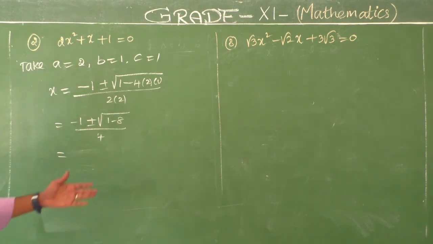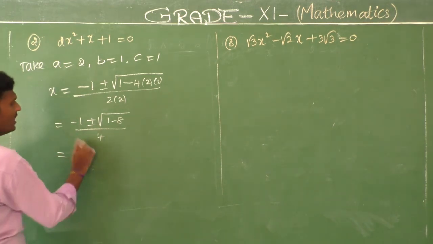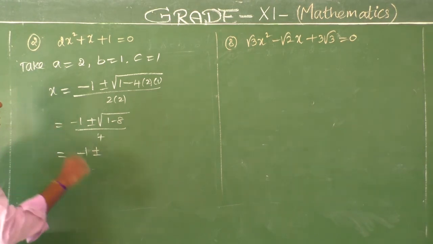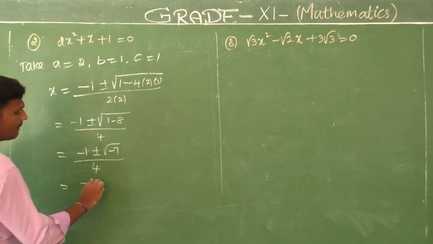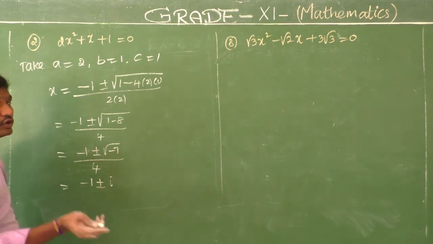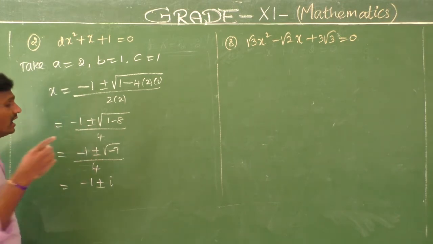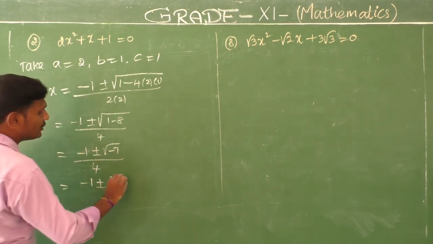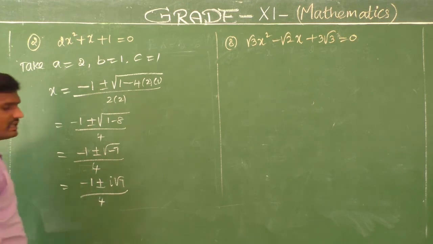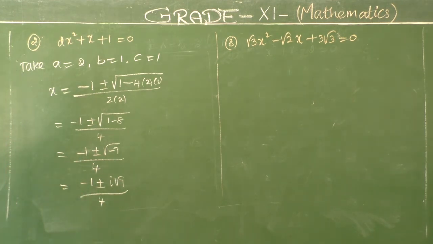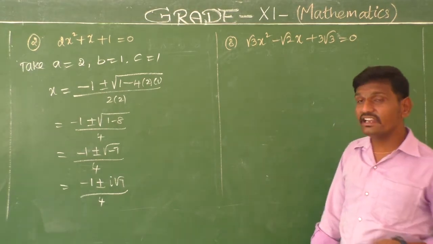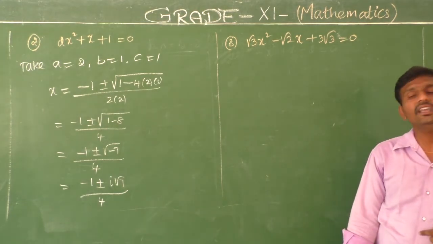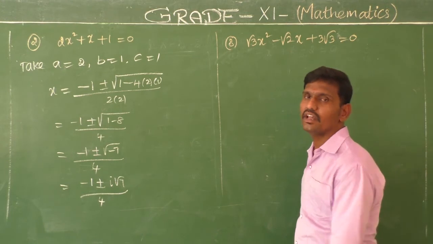I think this question is also the same as the previous one, but with one small difference: only the denominator changes. So the square root of minus 7 by 4. You get the same answer: minus 1 plus or minus i. You take the negative outside the square root, that is i into root 7, the whole divided by 4. Or if you need separate numbers, we write minus 1 plus i root 7 by 4 and minus 1 minus i root 7 by 4. Your wish. Okay, students? Yes, fine.